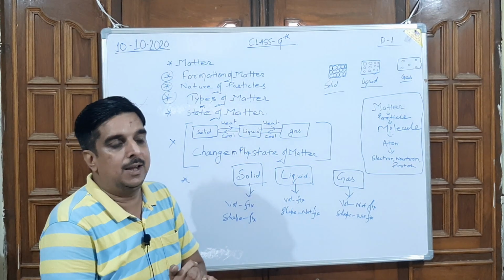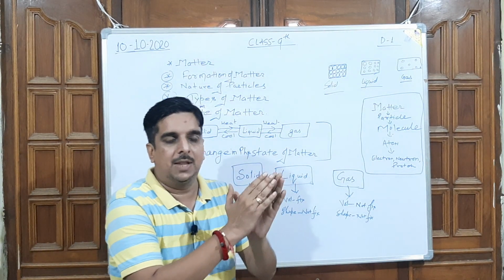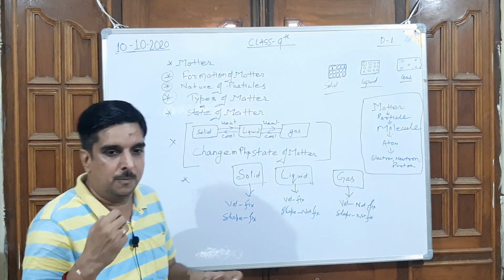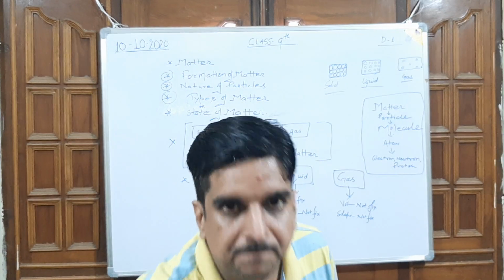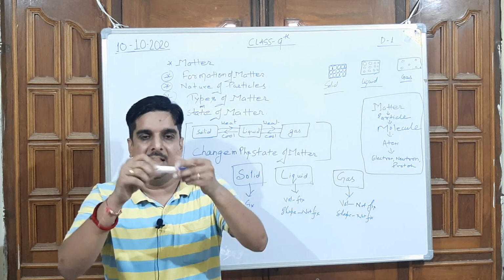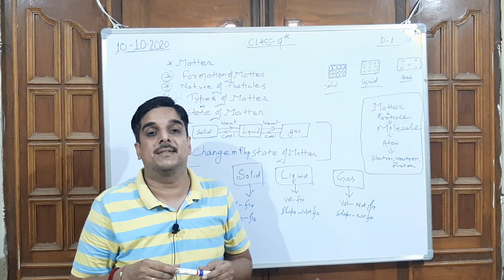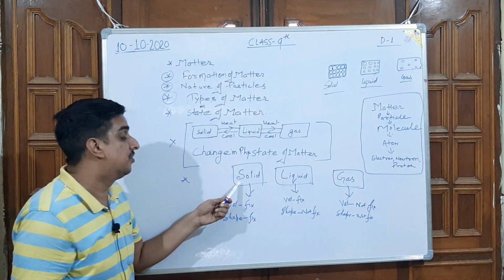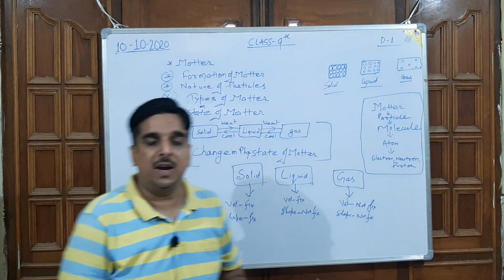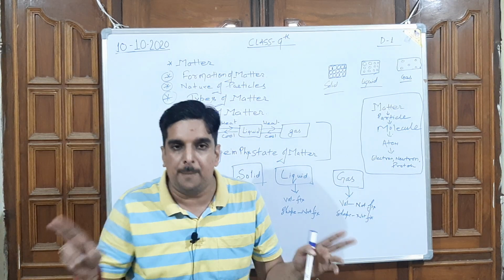Here we can see that if we have to give the definition of solid, then solid has a fixed shape and fixed volume, like a marker. Fixed shape and fixed volume, that will be considered as solid. So I wrote here solid: volume fixed, shape fixed. For liquid, volume is fixed but shape is not fixed.